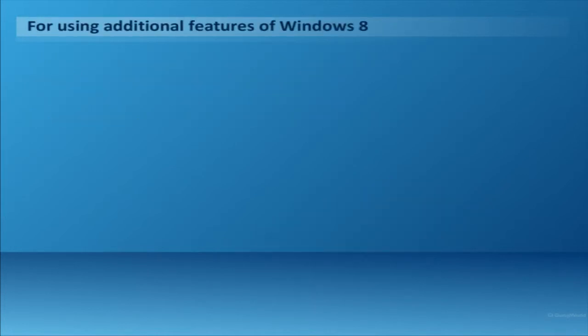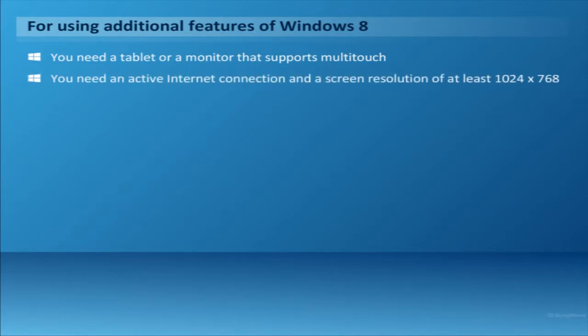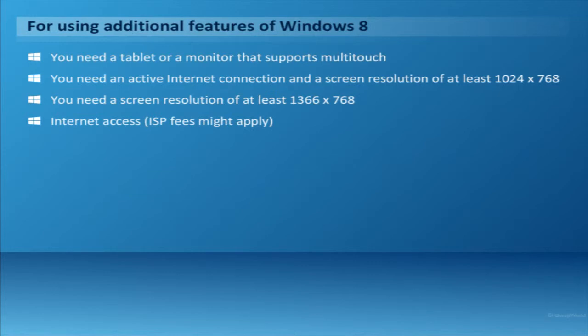Additional requirements to use certain features. To use touch, you need a tablet or a monitor that supports multi-touch. To access the Windows Store and to download and run apps, you need an active internet connection and a screen resolution of at least 1024 by 768. To snap apps, you need a screen resolution of at least 1366 by 768. Internet access, ISP fees might apply.